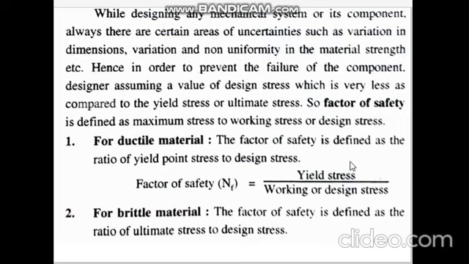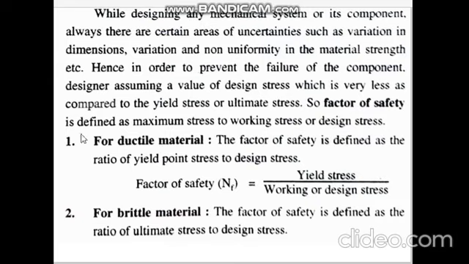Now, when somebody asks for the factor of safety, most students write this line as the definition: factor of safety is defined as maximum stress to working stress or design stress. I don't consider this to be a good definition. Rather, write the definition that I have given.